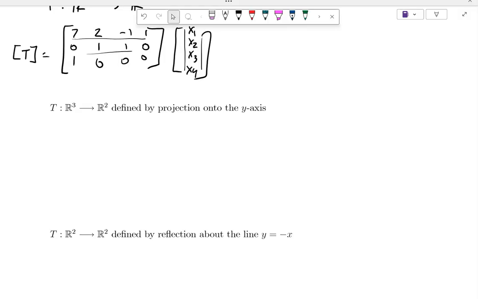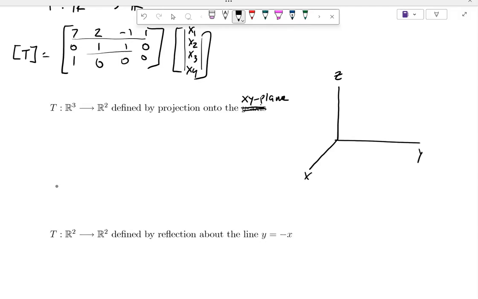This one, notice that it's describing it to you, and you might want to find what the matrix is. Projection onto the y-axis. That's a different thing. I don't know why I said y-axis. I should have changed that to the xy plane. Okay, let's make it xy plane.